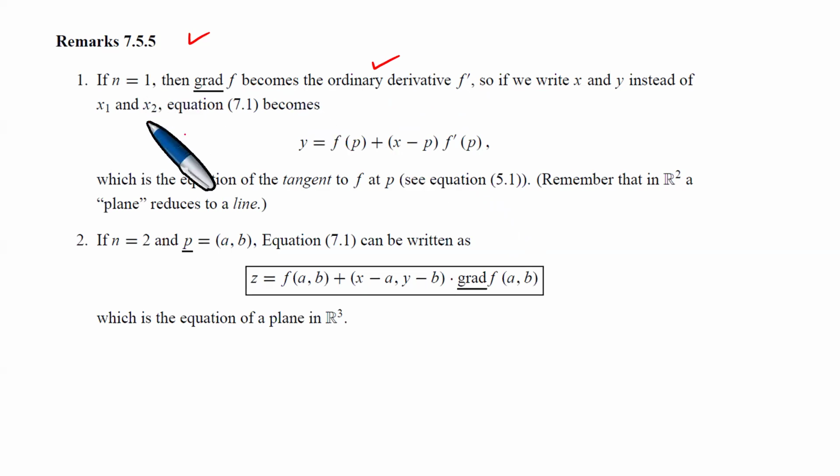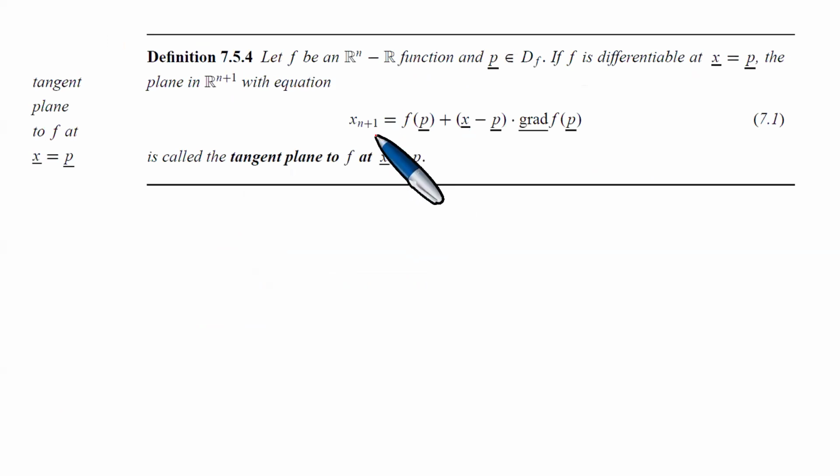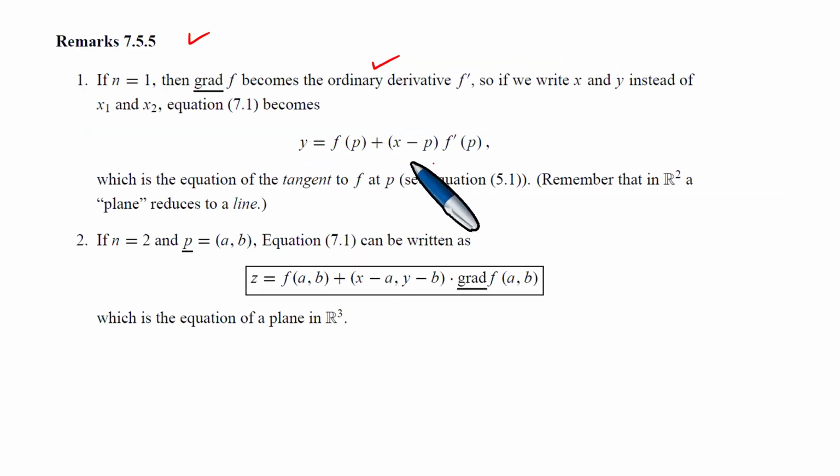Right, so in other words, sometimes you can write x and y, because we're able to see that here we have x_{n+1}. You can just call it y. And wherever there is x_{n+1}, you can put, for instance, a y. Wherever there is x, we maintain the x, and this is f prime. So this here is the equation of the tangent to f at p. And now remember that in R2, a plane reduces to a line.